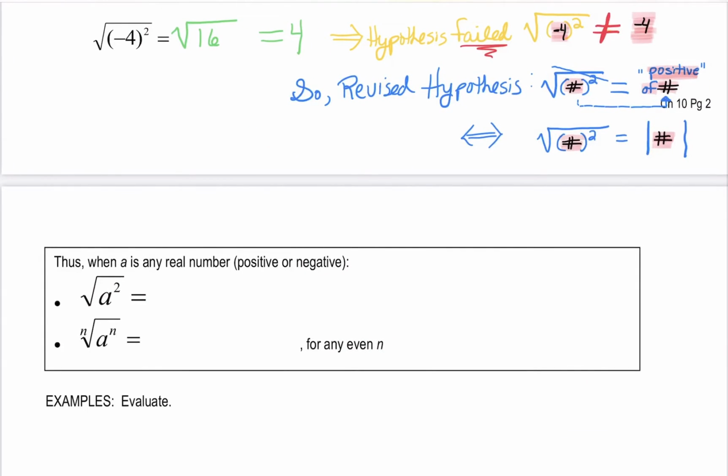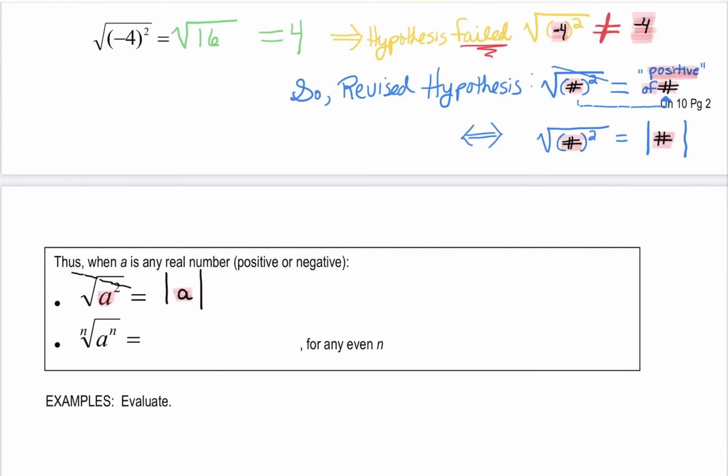Instead of my number sign, my pound sign, for just representing a number, I have the variable a. If we are taking the square root of a squared, then the square root and the squaring are going to undo each other. We are going to get back to a version of a, but we just talked about it is going to be the positive version of that a. So we want to recognize whatever this is, we're going to get back to the positive of it.